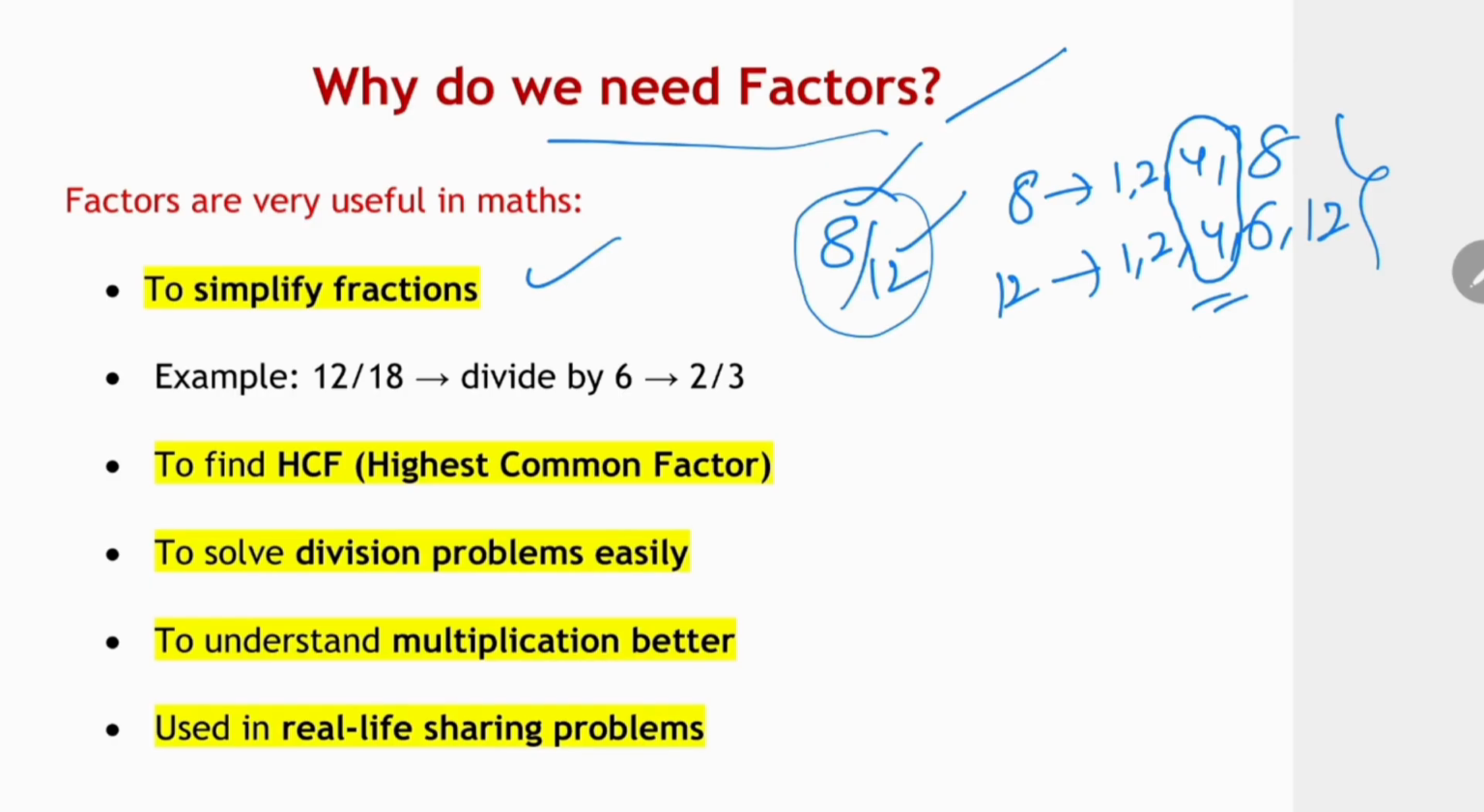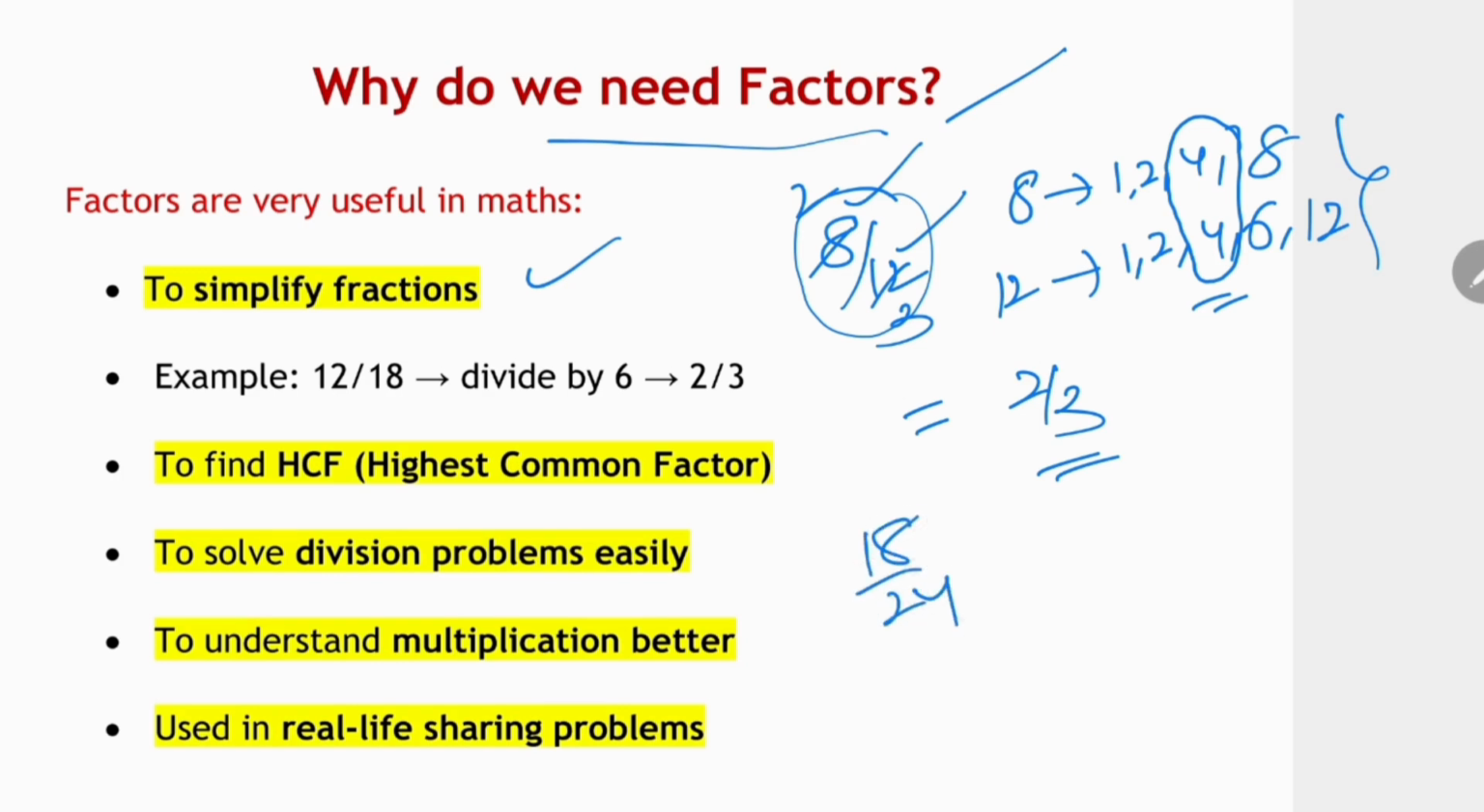Then we divide 8 and 12 by 4. Therefore, 4 2s are 8, 4 3s are 12. So, our answer is 2 by 3. Is it clear? Another example.